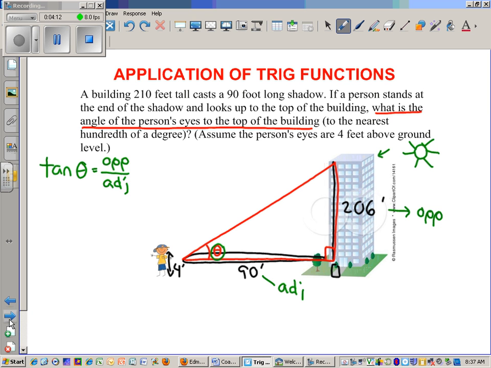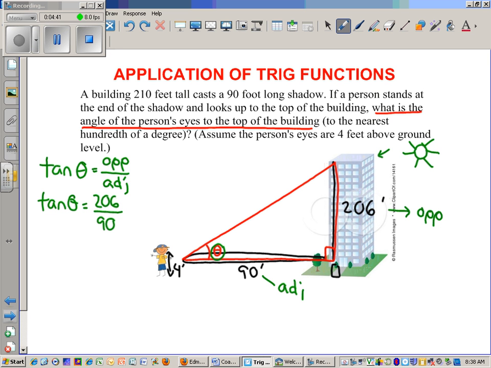So now that we've drawn a nice triangle, a nice picture, we can just start to put these things in. We have tangent of theta equals, well, our opposite side is the 206, and our adjacent side is the 90. So here we have two of the three things we need. We have the opposite, we have the adjacent. We're looking for theta, and we're looking for specifically tangent of theta, but the way we solve for theta here is by using an inverse trig function. We'd like to isolate that theta.